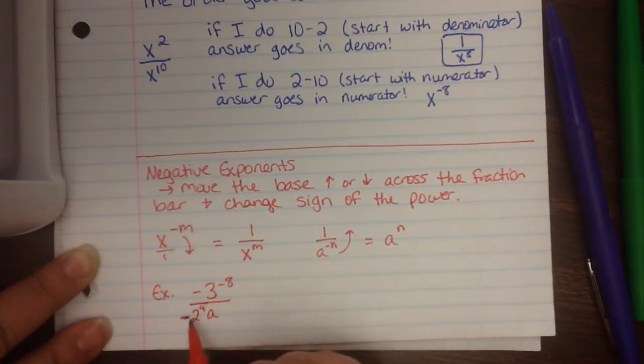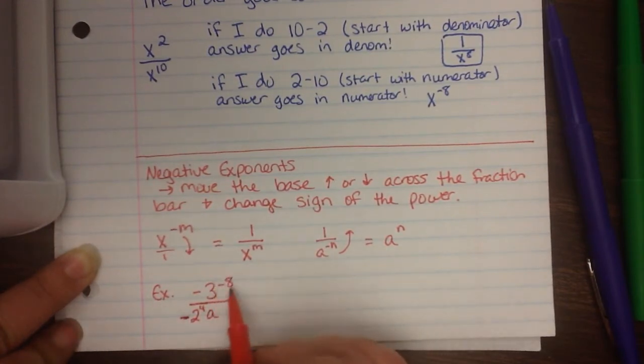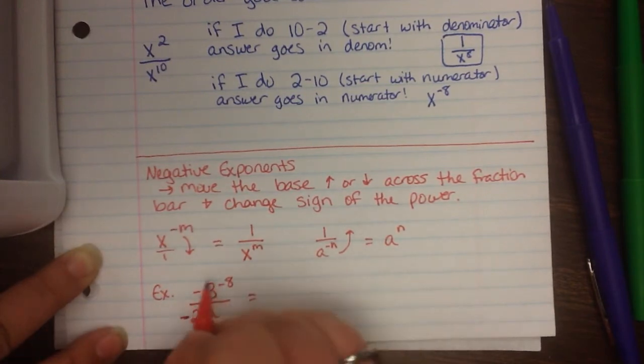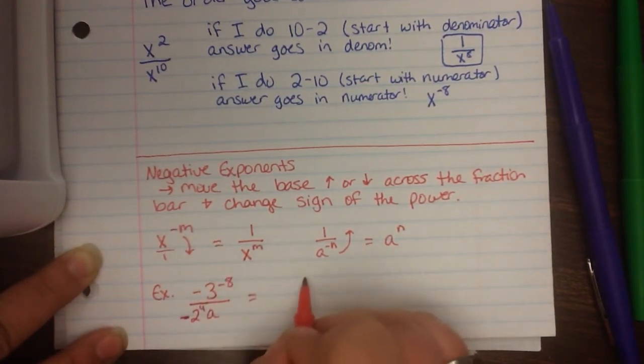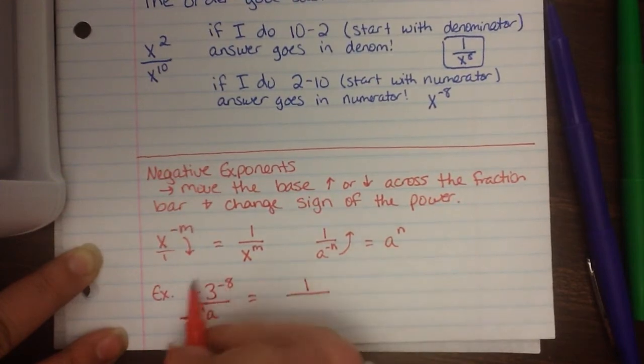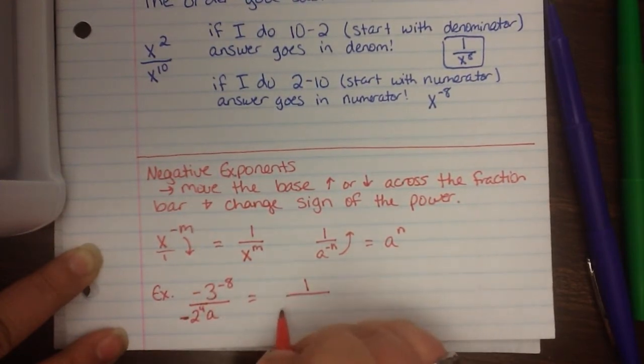Negative 3 to the negative 8 or negative 2 to the 4th? Only one of them does. Only the one with the negative exponent moves, not the one with the negative sign out front. So this whole thing is going to move down. So I'm going to have 1 over, because if you move that whole thing, you have to leave a 1.